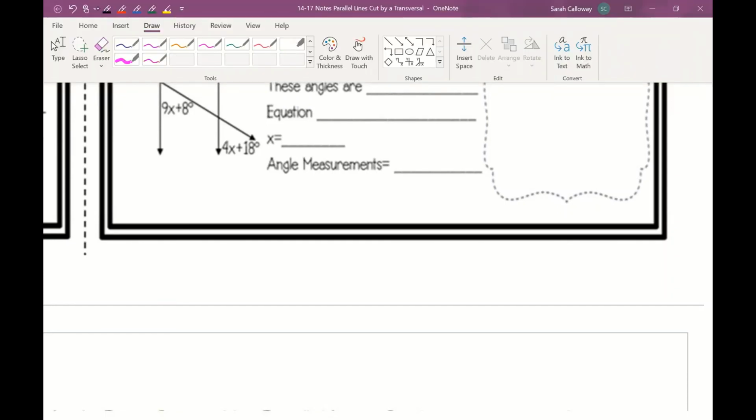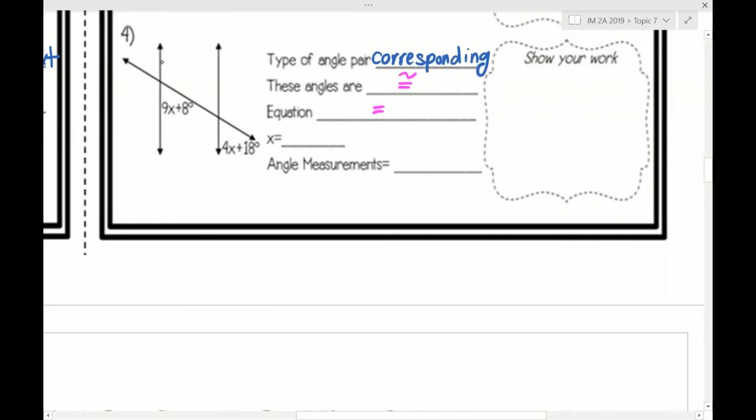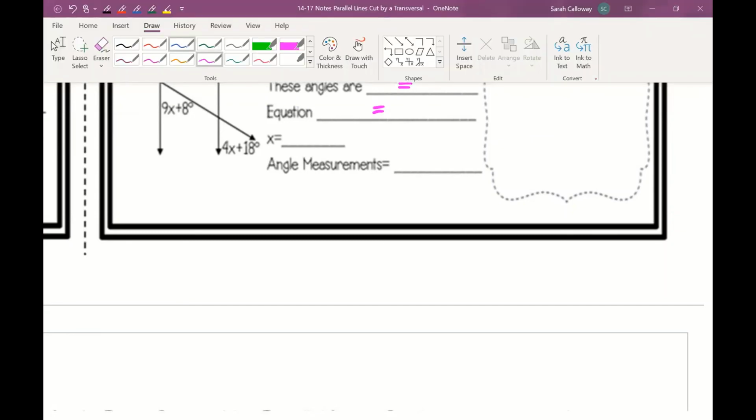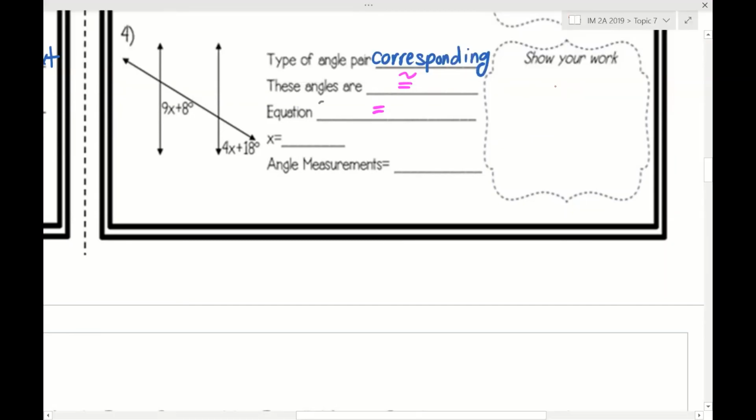Corresponding angles are congruent angles. So that means my equation is going to be where I'm setting these two angles equal to one another. So I have 9x plus 8 equals 4x plus 18. I do not have any like terms on either side of my equation, so I'm just going to rewrite the equation as is to show my work.